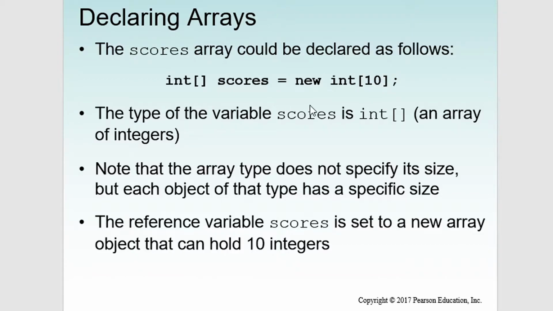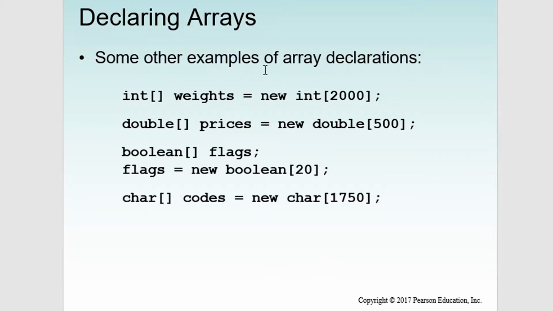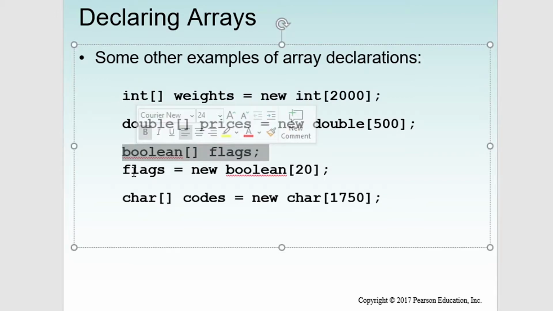The type of the variable scores is int with the square brackets, an array of integers. Note that the array type does not specify its size, but each object of that type has a specific size. The reference variable scores is set to a new array object that can hold 10 integers. Some other examples of array declarations. So they have an int array, an array of doubles, an array of booleans. Here they declare the array first, and then they actually initialize it, an array of chars.